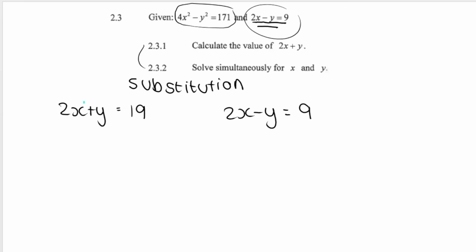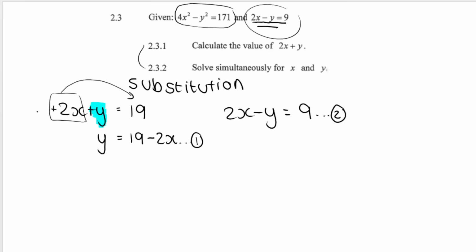So what I'm going to do is I want this positive y to become the subject of my formula. So what I do is I leave the y on the side of the equation. I need to take the 2x over. It was plus 2x. It's going to become minus 2x. This is now my new version of equation number 1. This is equation number 2. Okay, we can ignore the old version of equation number 1.